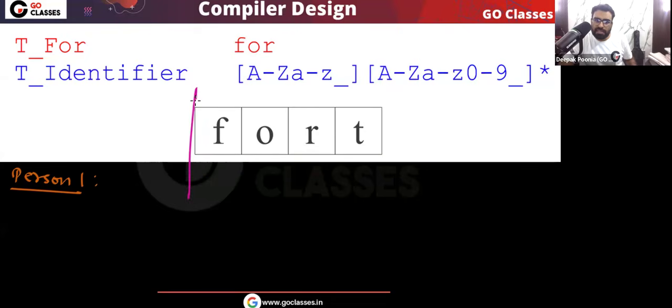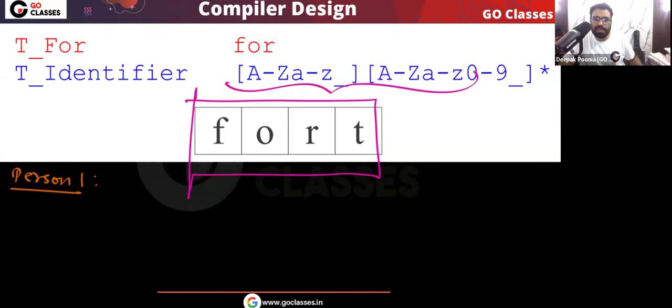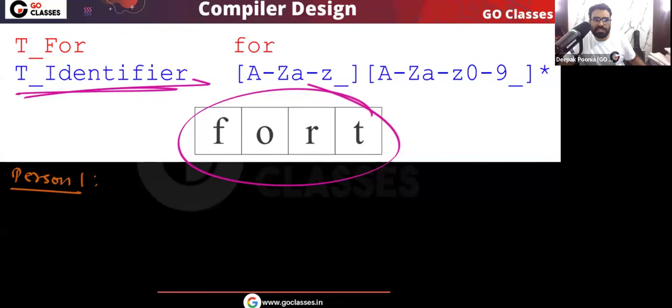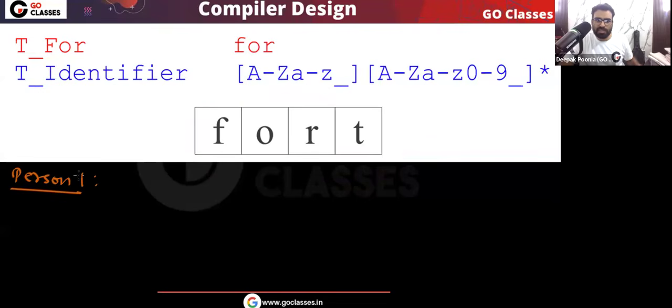Person one can say, sir, this entire FORT is matching the identifier token, yes or no? Because you can see the first character is a letter, then any sequence of letters or digits or underscore. So this complete FORT is a lexeme matching the identifier token. So person one can say, sir, generate token identifier.